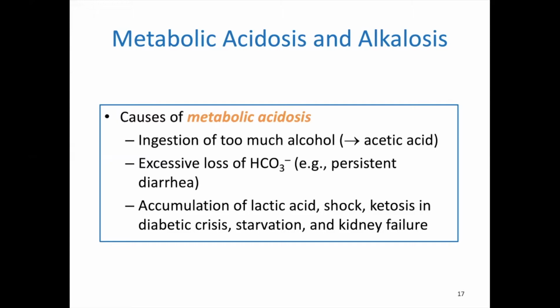Accumulation of lactic acid, such as what we might see from a rhabdomyolysis. You could also see it when we're going into shock, or if there's ketosis that's happening in a diabetic crisis. Also, starvation, or if there's kidney failure. Those are all examples when the acid starts to build up within the system, and it can lead to metabolic acidosis.